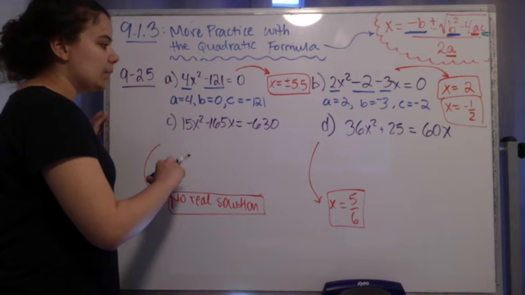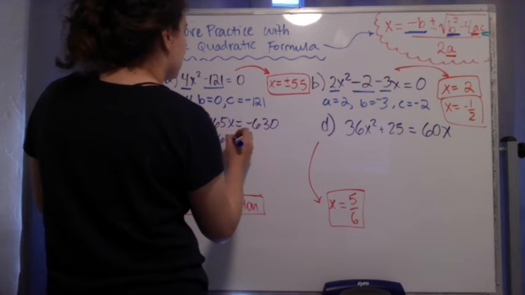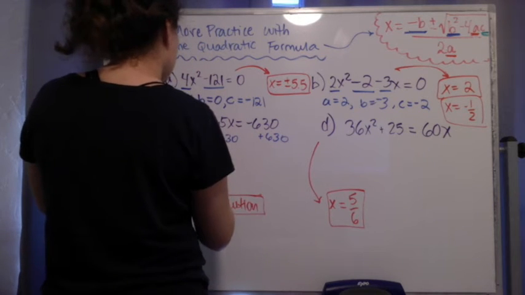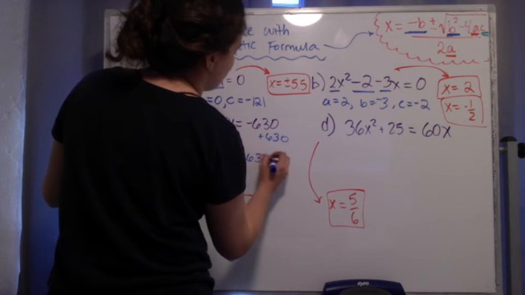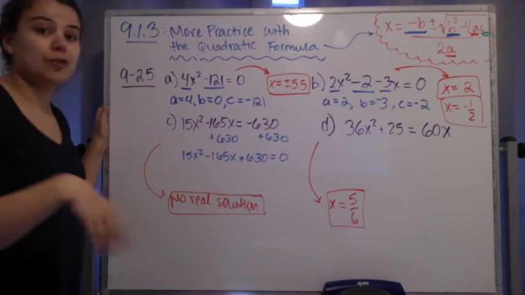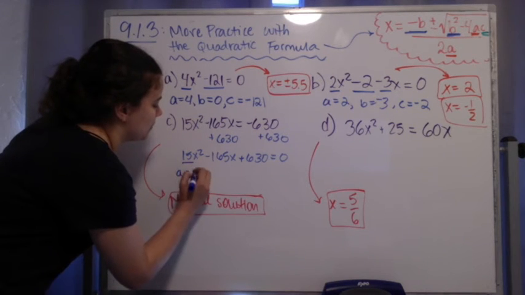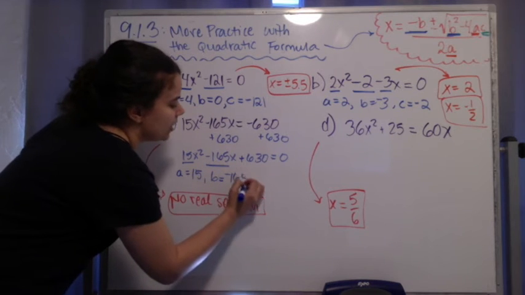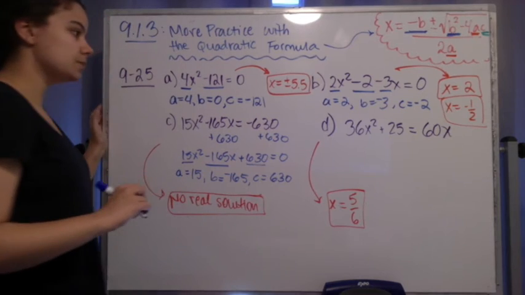Part C is tricky because it's not equal to 0 yet, so you have to start by adding 630 on both sides. So you get 15x squared minus 165x plus 630 equals 0. And then from there, you can solve. So you can plug in a equals 15, b equals negative 165, and c is equal to 630.